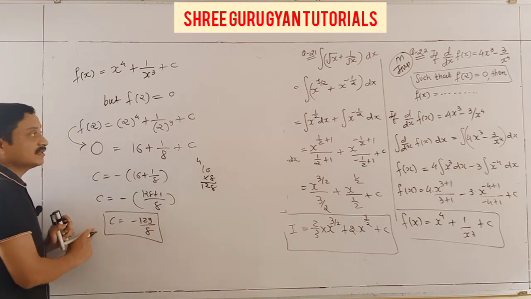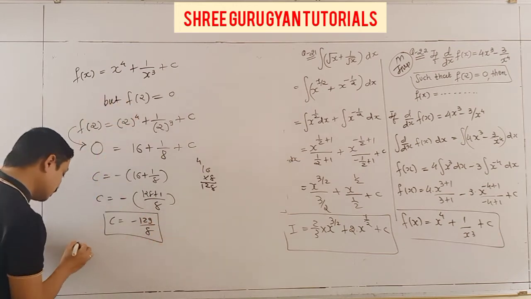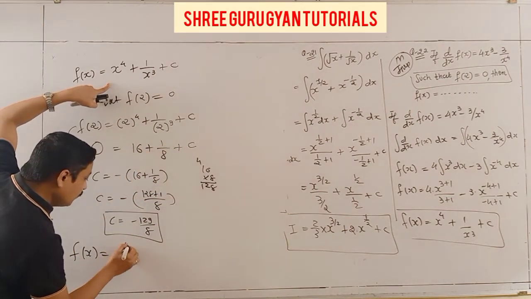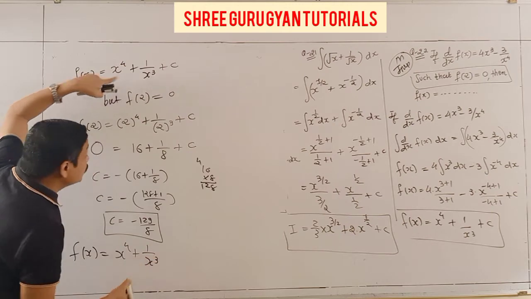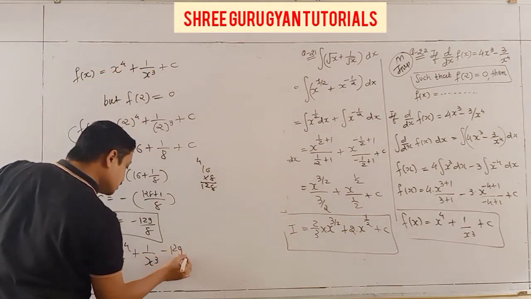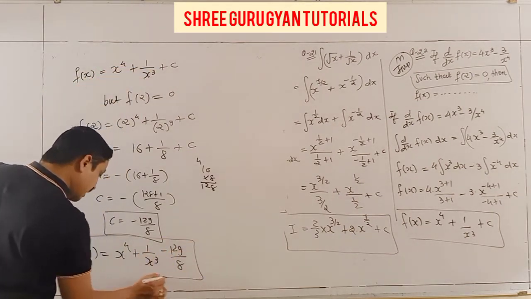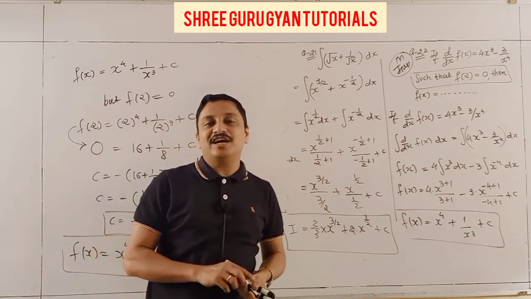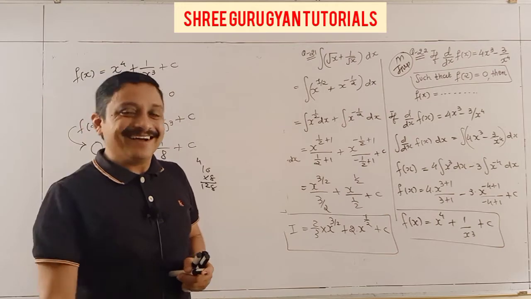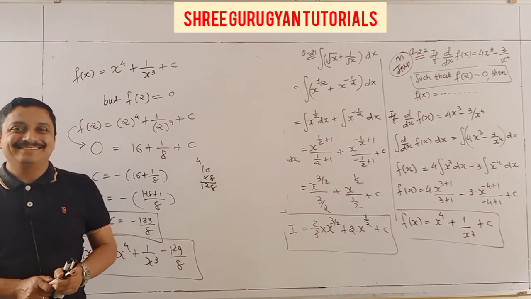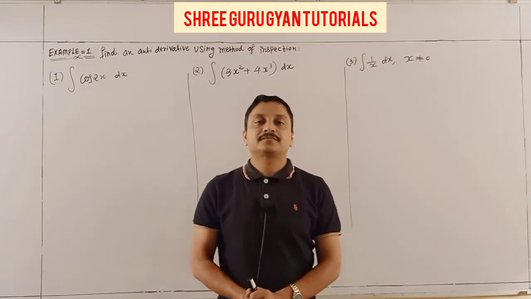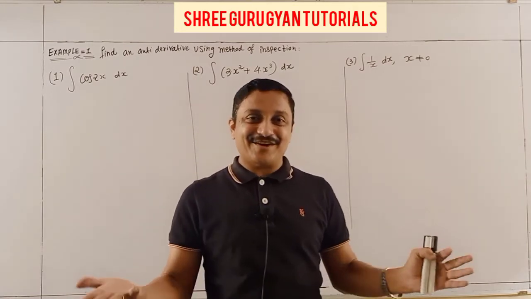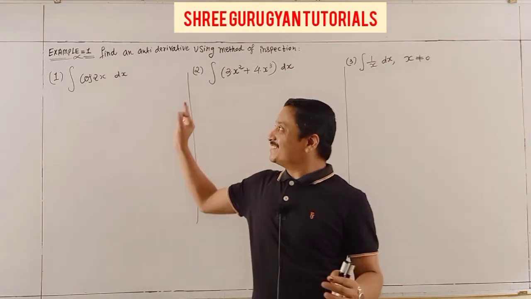This f(x) again, taking that. So the required f(x), your question asking, is x raised to 4 plus 1 by x cube plus c, which is minus 129 by 8. And that is the MCQ option given. You check the MCQ answer and get the answer.